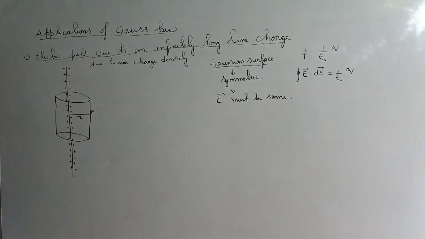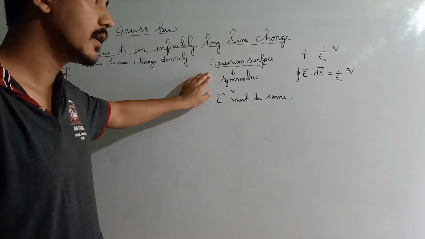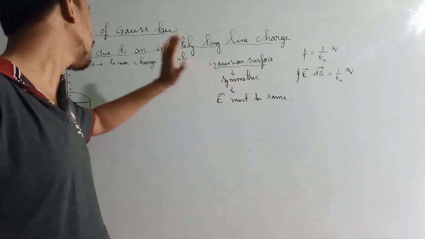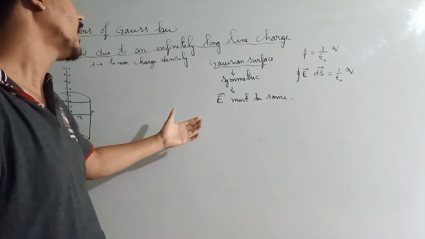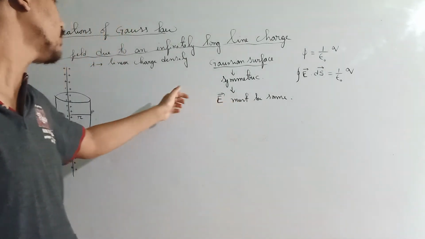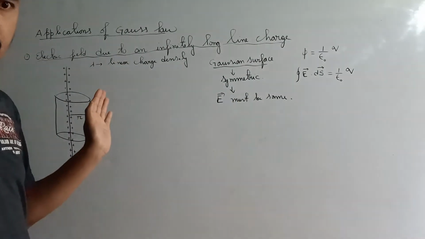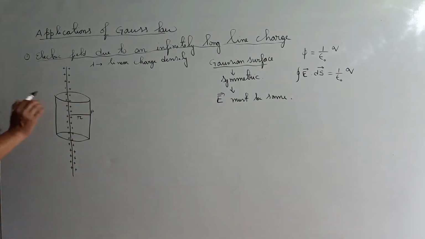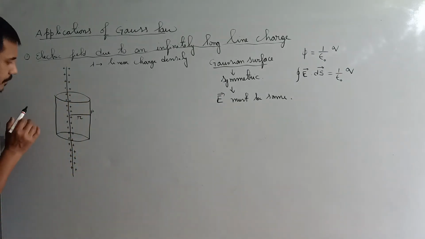So in order to find the electric field at this point P due to this line charge, we have drawn a Gaussian surface, a surface which is symmetric about the given charge, and the electric field at every point on this surface must be the same. Is it okay? So this is how we need to draw the Gaussian surface.